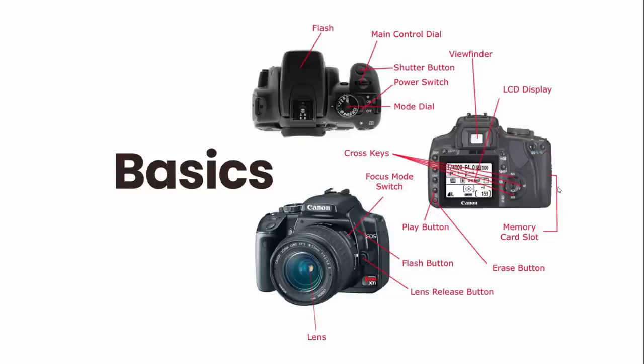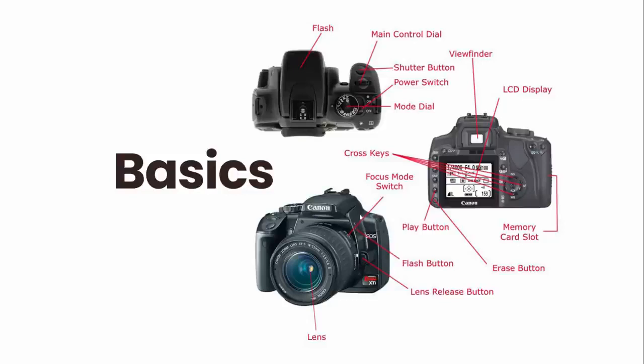Here if you can see, this slot is useful for keeping memory cards, and for some cameras it will be at the bottom. For some cameras, the battery and SD card slots will be in the same place, and in some cameras it will be different, like the bottom will be the battery and the right side will be the memory cards.